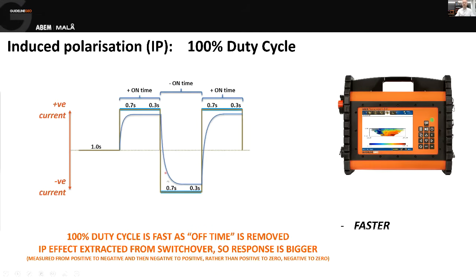And also it's much faster because we don't have an off period, which means that we can repeat the measurement more often. And the IP effect, these changes that we're looking for, are very, very subtle, very small. And so anything that we can do to improve the signal to noise ratio, which we do when we repeat a measurement and then average the result, anything we can do to improve that signal to noise ratio will give us a better data set at the end of the day.